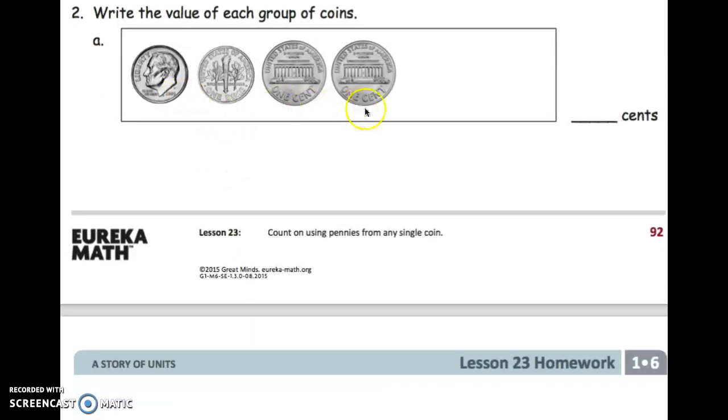Now 2, they give you coins. You're going to count and figure out how many cents is there in all. So this is a dime. This is a dime. These 2 are pennies. So this would be 10, 20, 21, 22.